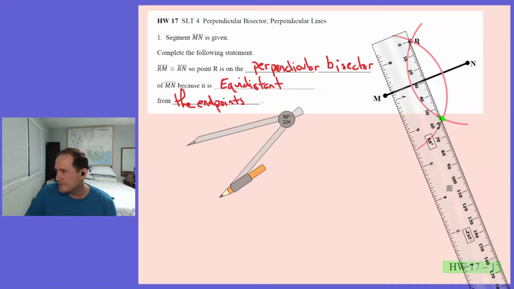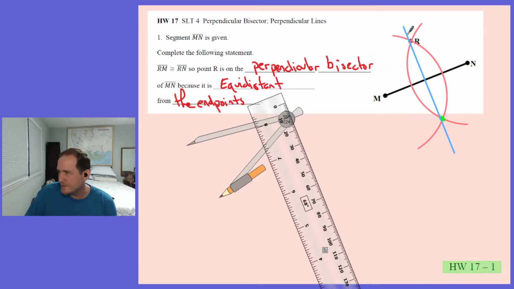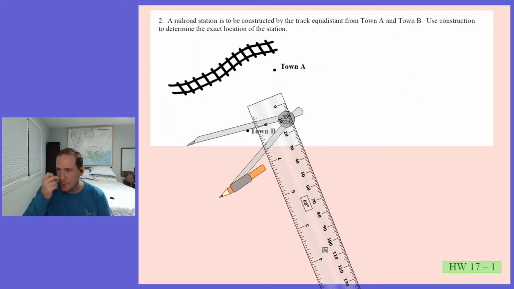So with our ruler, we line everything up, and then we can draw a line. And we know that blue line is the perpendicular bisector of MN. We know that every point on the perpendicular bisector is equidistant from the endpoints. Let's take a look at 2.